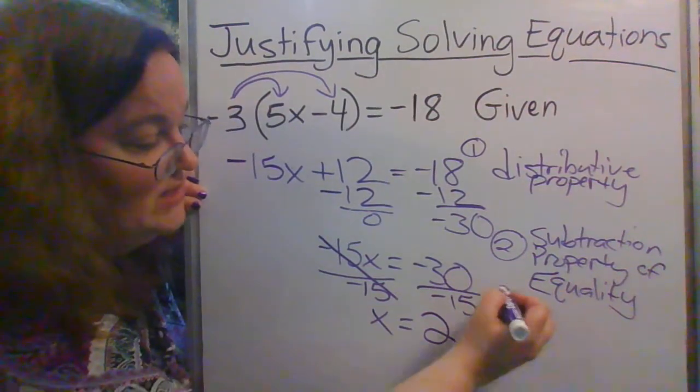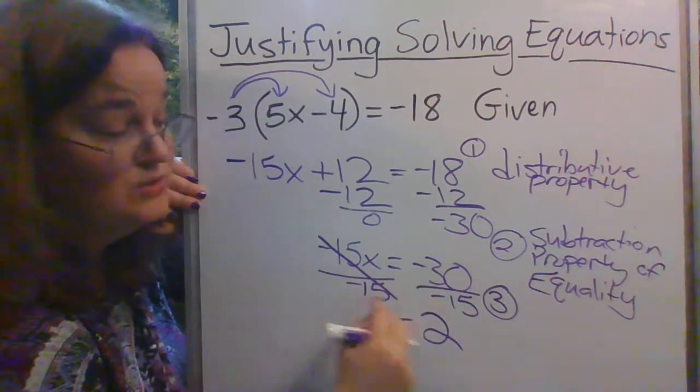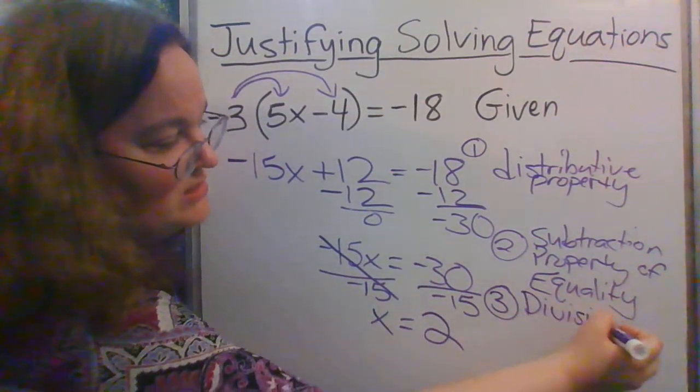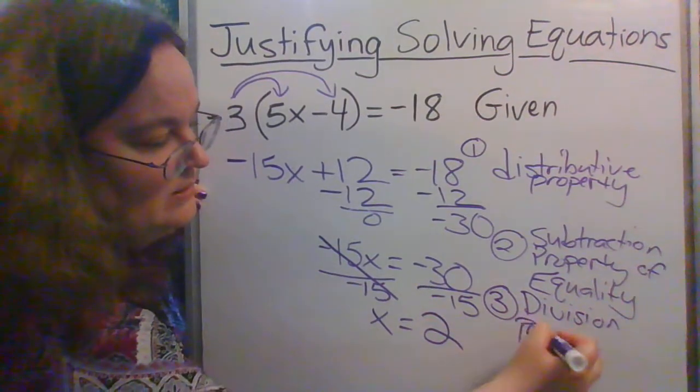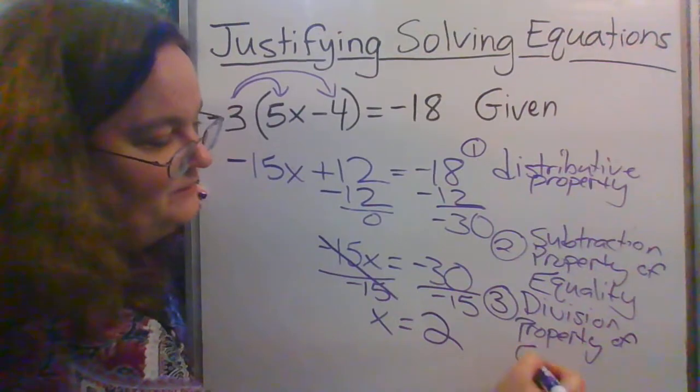What was my justification for this step? Well, it's something done on both sides, so it's a property of equality, and the operation I used was division. So it's the division property of equality.